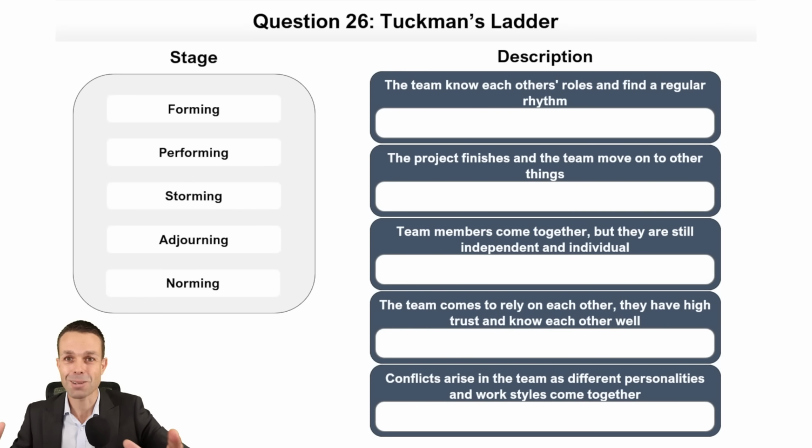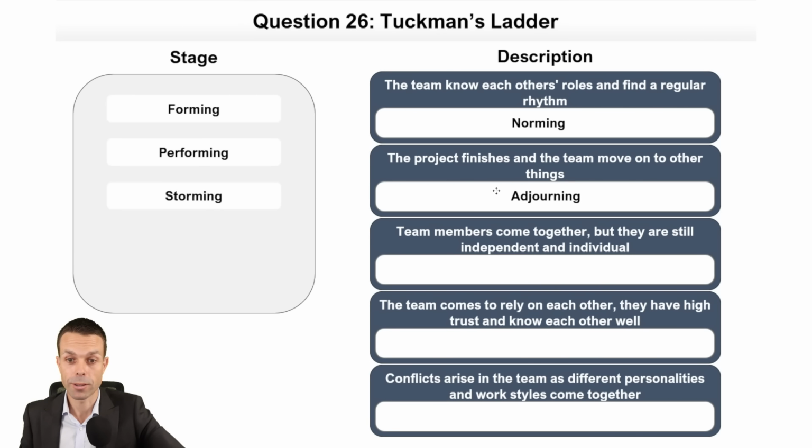And it's Tuckman's ladder, my absolute favorite. Forming, remember? Forming, storming, norming, performing, and adjourning. So what's our first one? The team know each other's roles and find a regular rhythm. That's just a normal way of work. The project finishes and the team moves on to other things. They're adjourning. Team members come together, but they're still independent and individual.